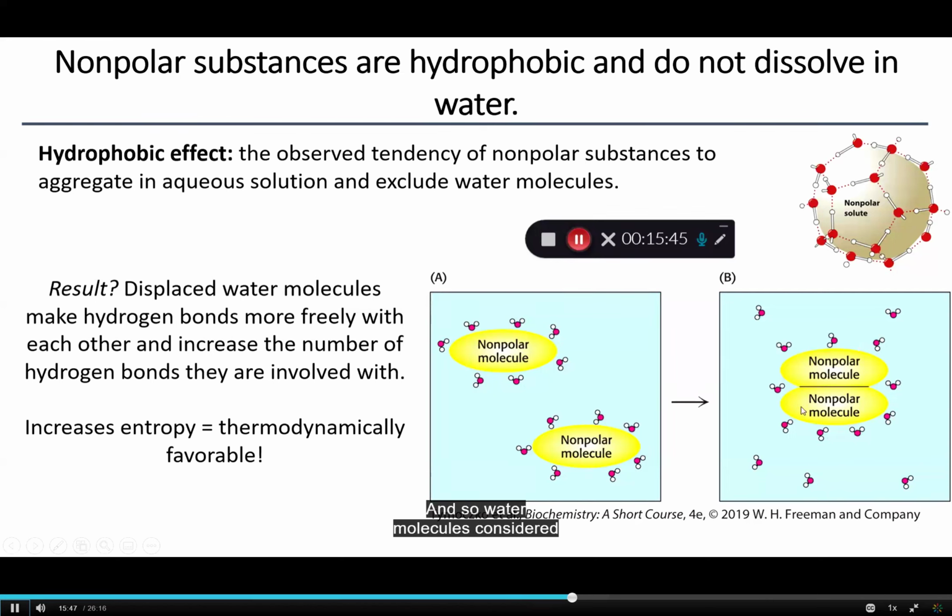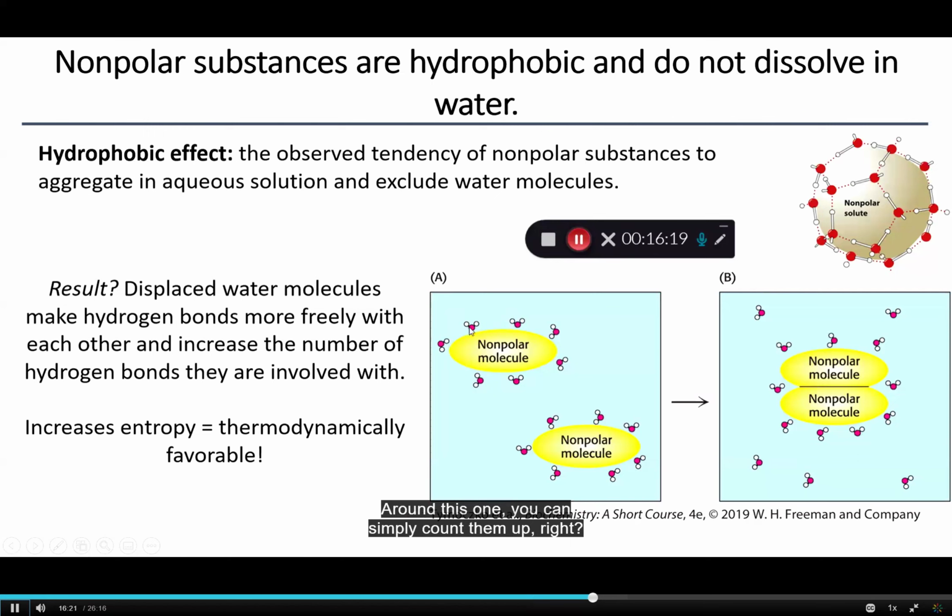And so a water molecule is considered ordered if it's not creating as many hydrogen bonds with its neighbors. The more hydrogen bonds it can create with its neighbors, the more disorder we have, or the more entropy we have. And so when nonpolar molecules aggregate together, this is actually a thermodynamically favorable interaction because entropy is increased. Why is entropy increased? Because there's less water trying to order itself around these two molecules, or around the single molecule, as is around this one.